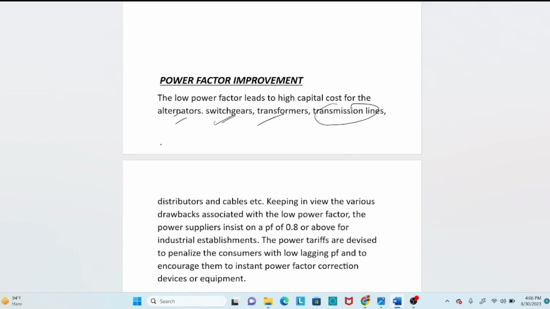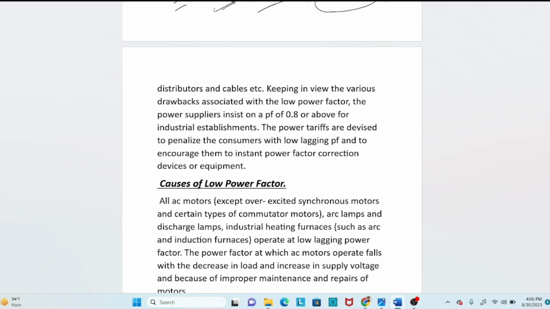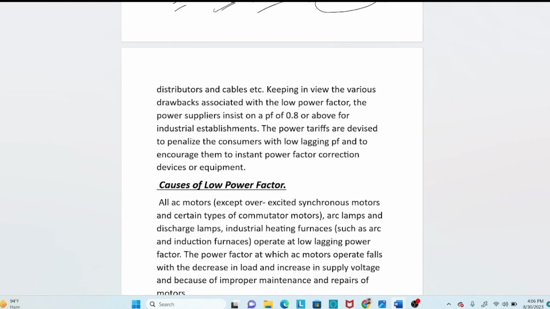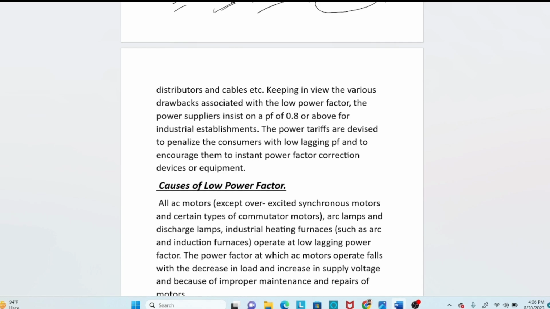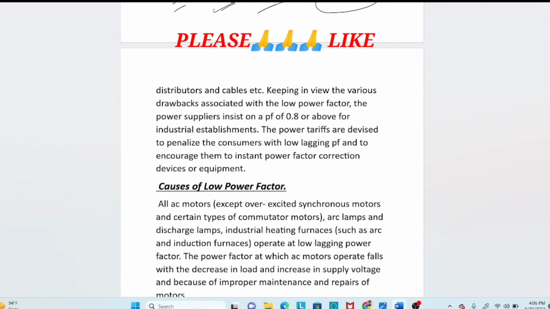Keeping in view the various drawbacks associated with low power factor, power suppliers insist on a power factor of 0.8 or above for industrial establishments. The power tariffs are devised to penalize the consumer with a low lagging power factor and encourage them to install power factor correction devices or equipment.